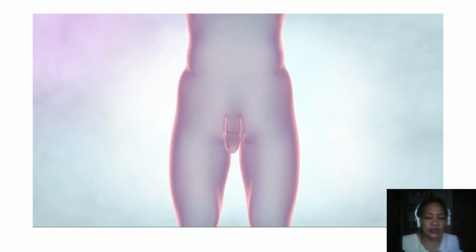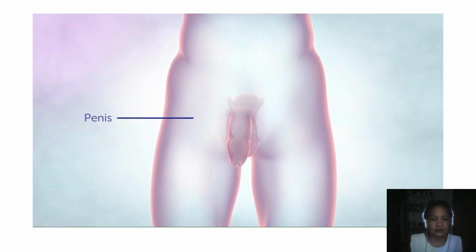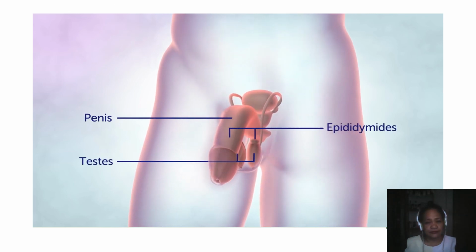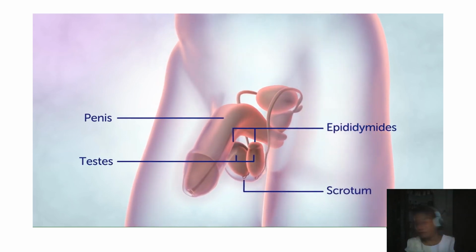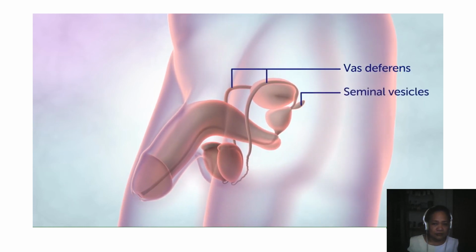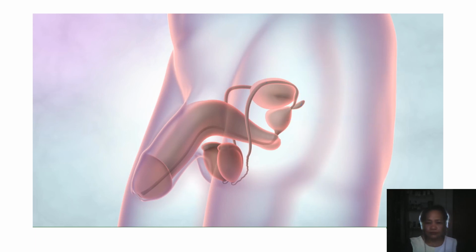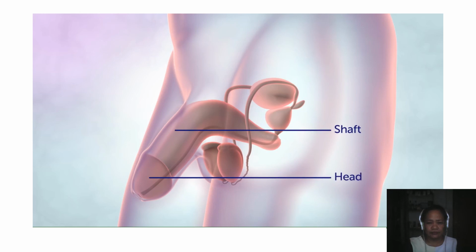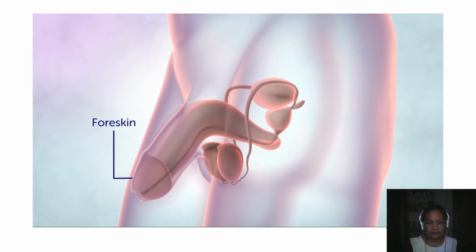Okay, let's watch this. The male reproductive system includes the penis, the testes and epididymides held within the scrotum, the vas deferens, and internally, the seminal vesicles and the prostate gland. The penis is the male sex organ. It is made up of the shaft and the head. The head of the penis is covered by a movable piece of skin called the foreskin.